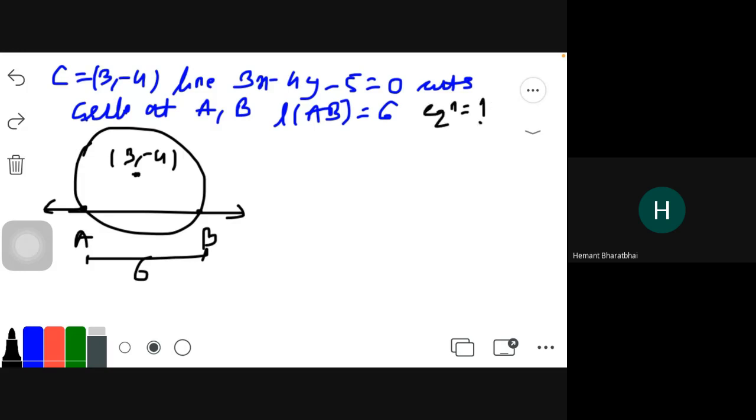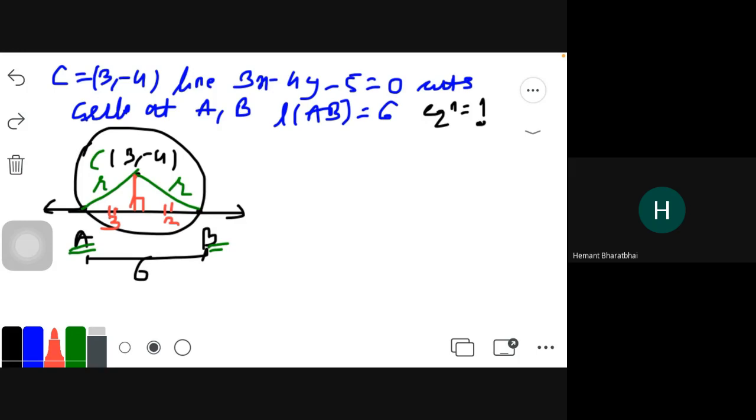For the equation of the circle, what do you require? You require radius and you require center. Center has been already given to us. So this is going to be my radius. If I get the value of the radius, I'll get the equation. But I don't know the coordinates of A or B. But I know one thing from my 10th standard, that if I draw a perpendicular from the center to the chord, it will always bisect the chord. So this will become 3 and this will also become 3.